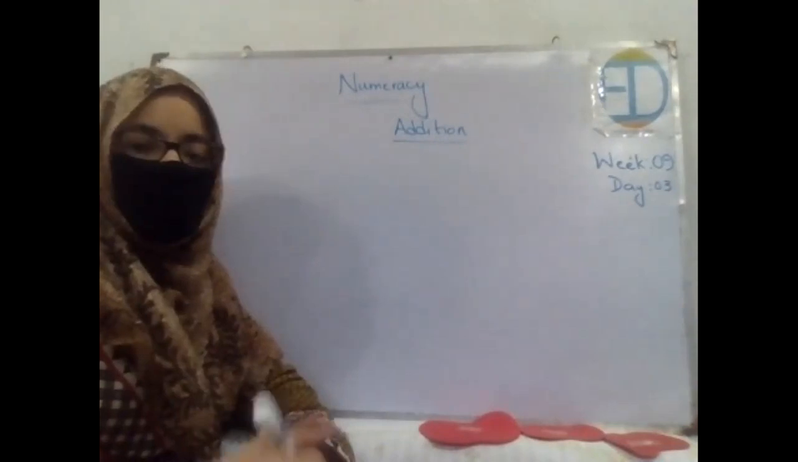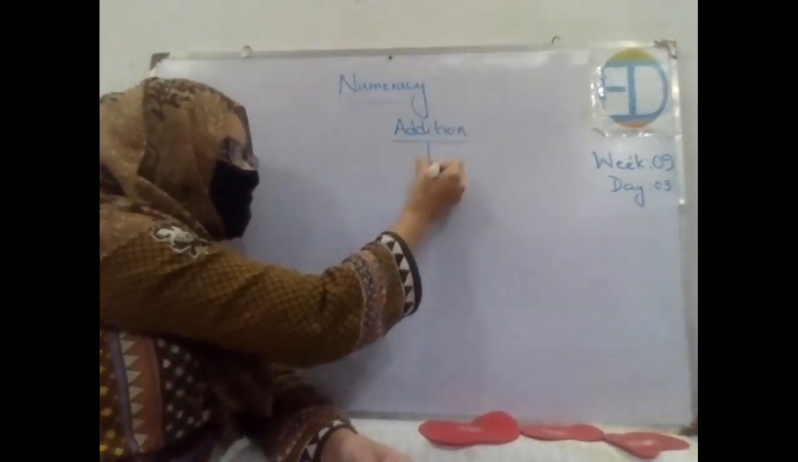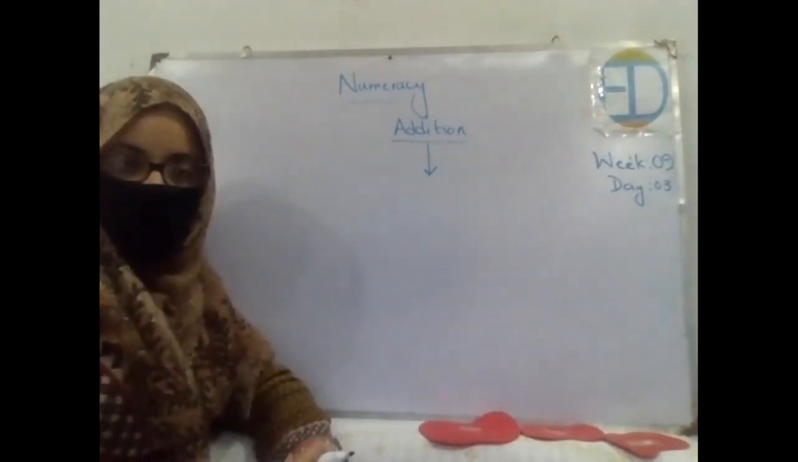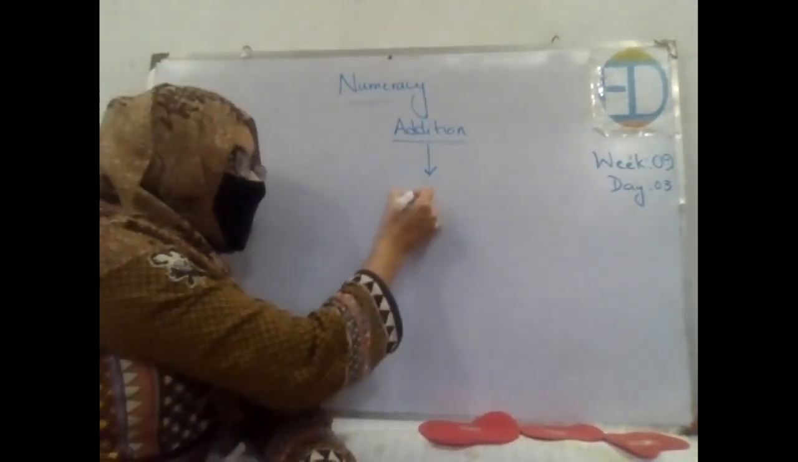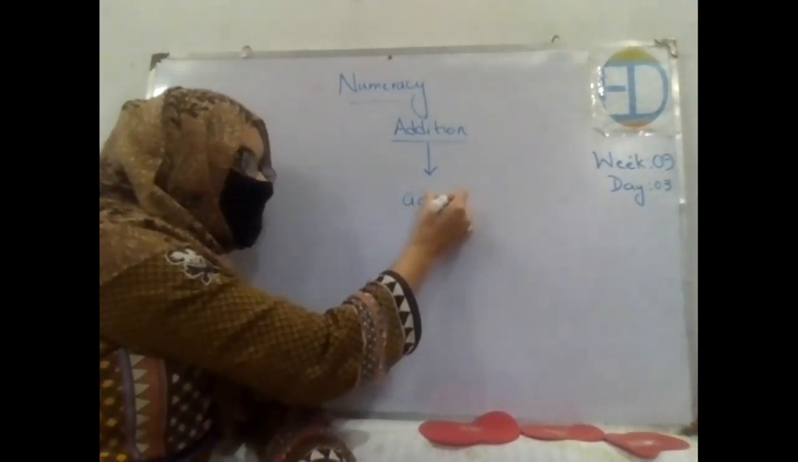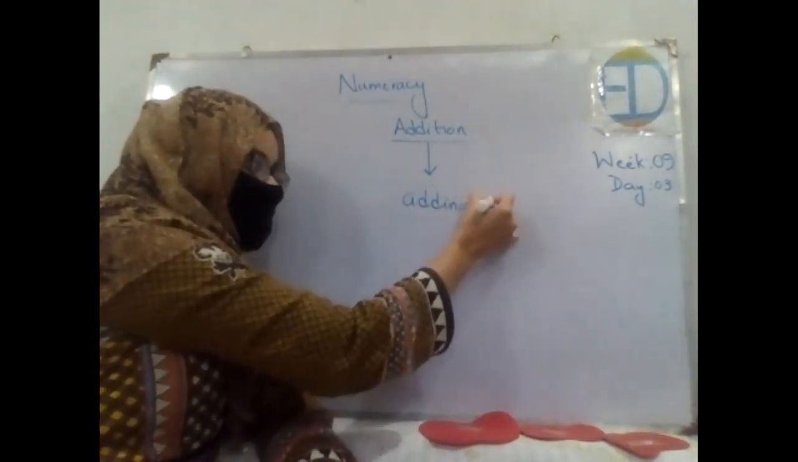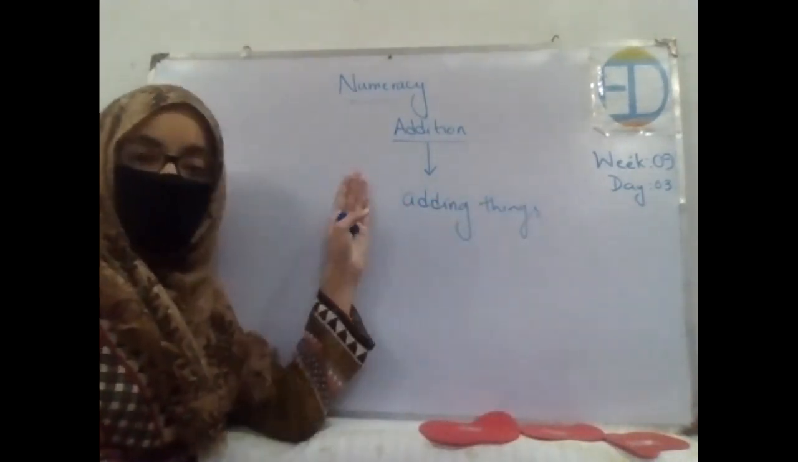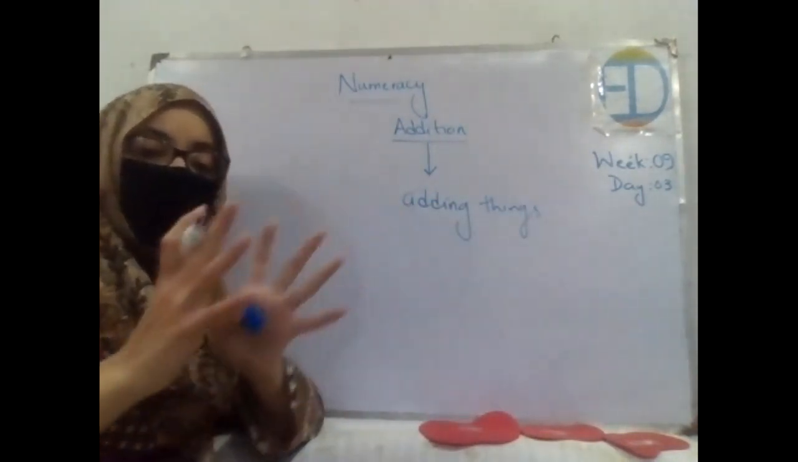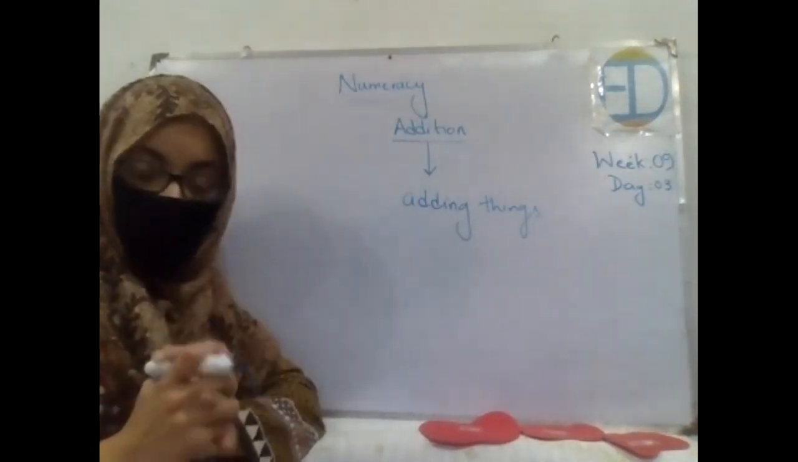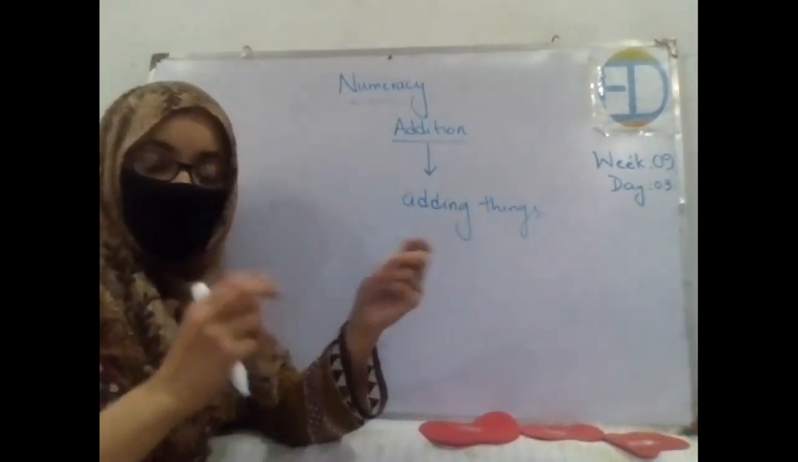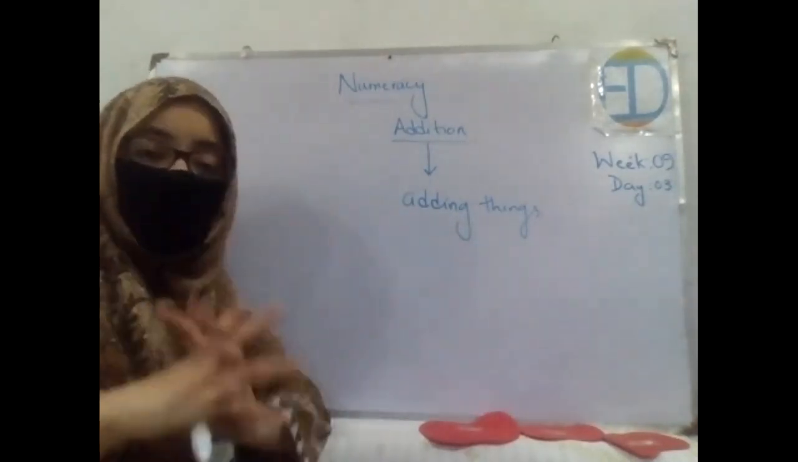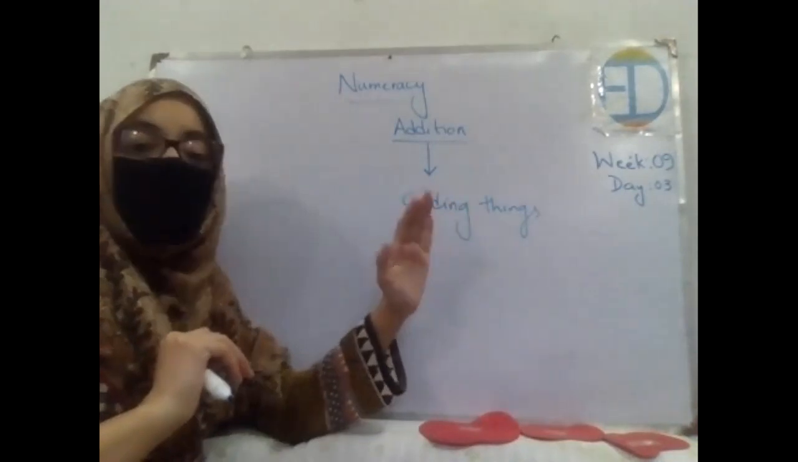Now, what does addition mean? Can somebody define addition for me? What do you understand by this term, addition? Addition means adding things, right? Adding things together. So in this operation, basically what we do, we put things all together. We have different things, right? There are things which exist on a separate basis. When we put them together, this means that we have added them.